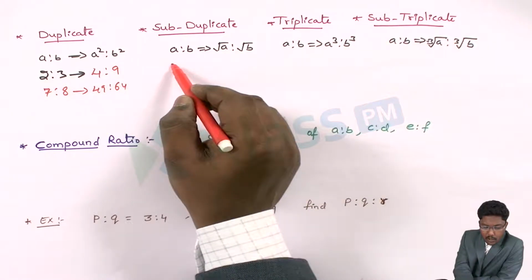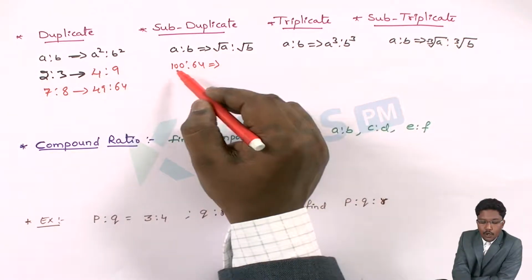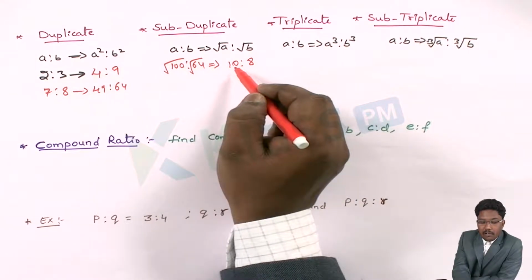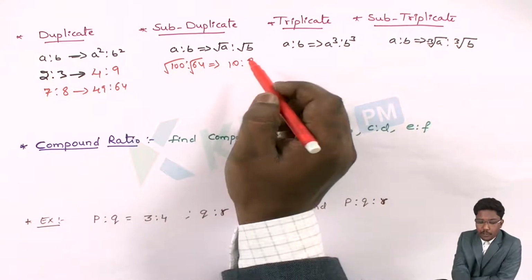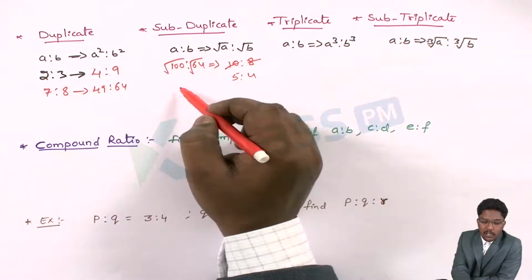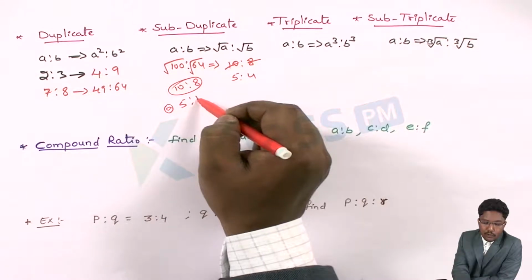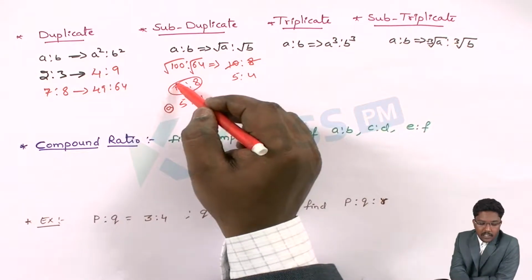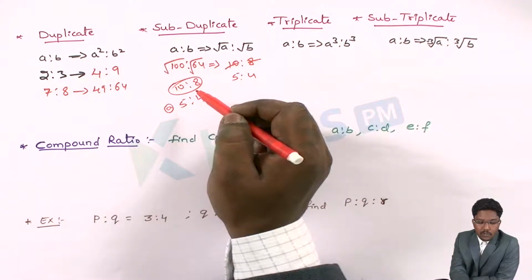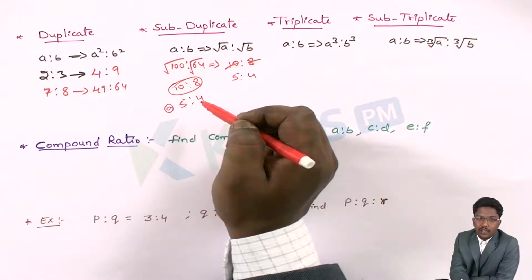Here, 100 is to 64. What is the subduplicate ratio? Root of 100 and root of 64 means 10 is to 8. If we can write it in the simplest form, try to write it: 2 fives are 10 and 2 fours are 8. In some questions, we get the answer as 10 is to 8, but in the options it is 5 is to 4. Then we get confused. We are getting the right answer, but there is no matching option. So always try to write the ratios in the simplest form, as much as possible.